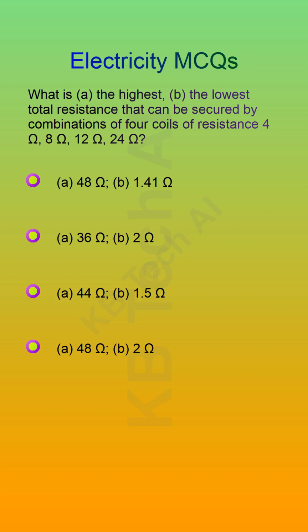What is A. the highest, B. the lowest total resistance that can be secured by combinations of 4 coils of resistance 4 ohms, 8 ohms, 12 ohms, 24 ohms? Option 1, A. 48 ohms, B. 1.41 ohms. Option 2, A. 36 ohms, B. 2 ohms. Option 3, A. 44 ohms, B. 1.5 ohms. Option 4, A. 48 ohms, B. 2 ohms.